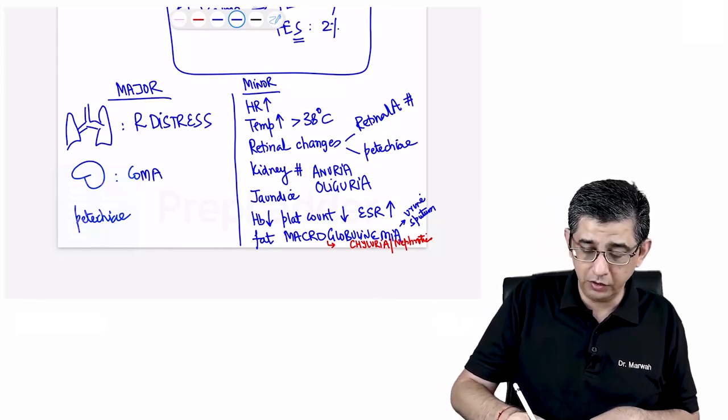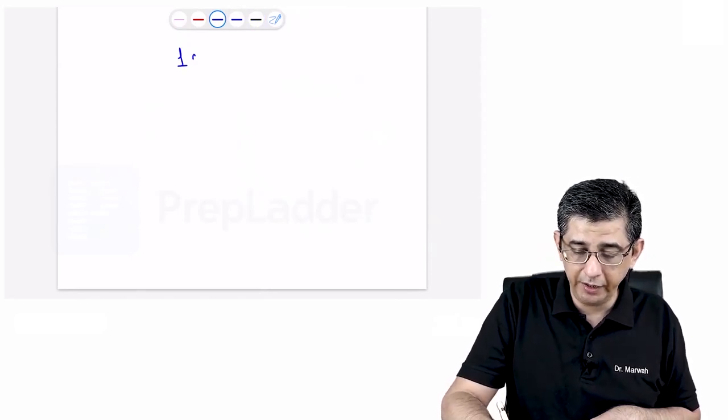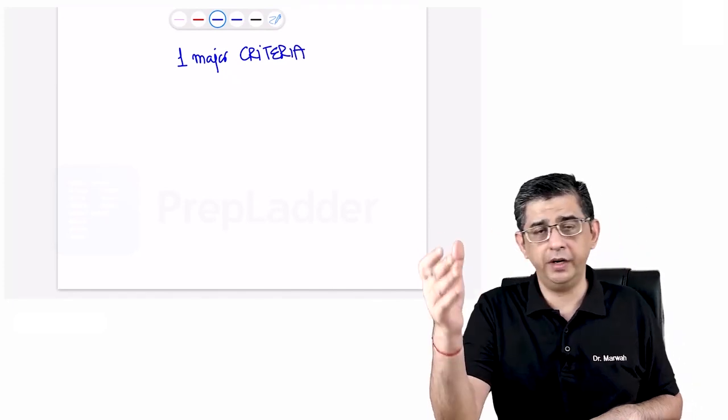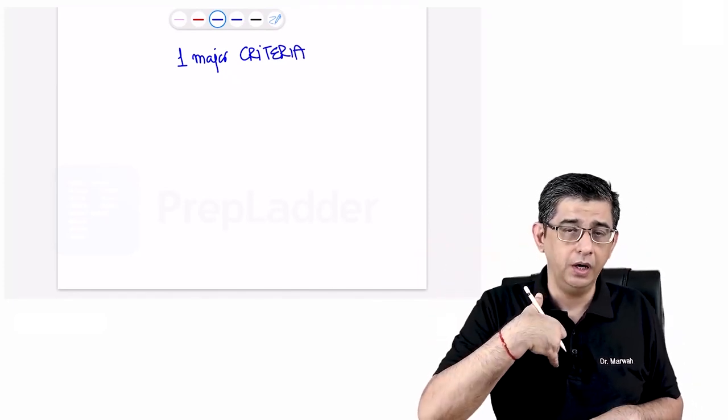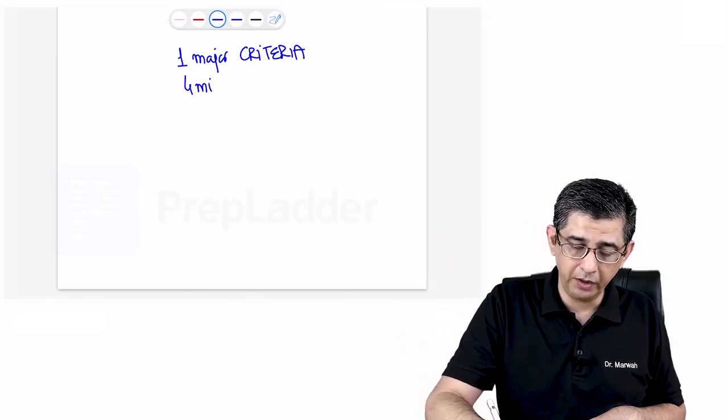So for diagnosis of fat embolism, you need to have a high index of suspicion. It should be the presence of one major criterion. Remember my words very carefully. One major criterion, like a CNS issue or a lung issue or thrombocytopenia, along with 4 minor criteria.